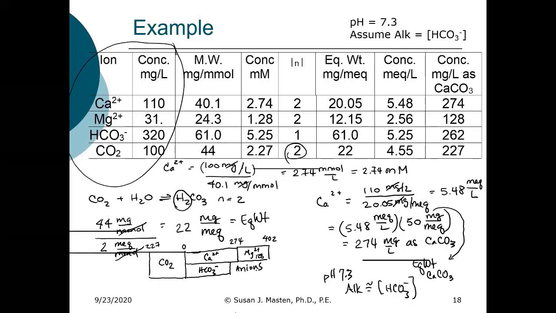So if I look at this, my total hardness is equal to what? So the total hardness, 402 exactly. It's the sum of the polyvalent cations. In this case, the only polyvalent cations you have are calcium and magnesium. So we sum those, it's 402. My carbonate hardness is equal to what? This was 262. And these are all in milligrams per liter as calcium carbonate.